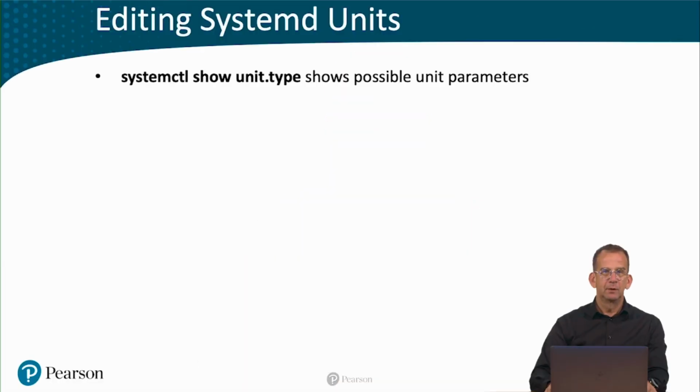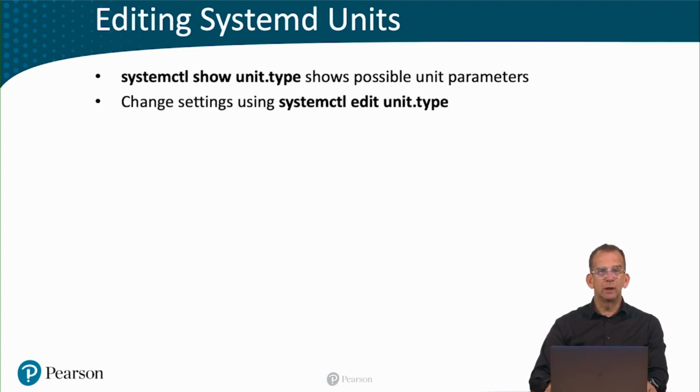Alright, so the first thing I want to talk about in this lesson about advanced systemd features is how to modify systemd units. So you can edit systemd units. If you want to know what you can put in there, start by using systemctl show on the unit. And that will show you all the different unit parameters. And once you've decided what you want to edit, you can change the settings using systemctl edit unit.type. The unit.type is the name of your unit. So that can be sshd.service or whatever you want.